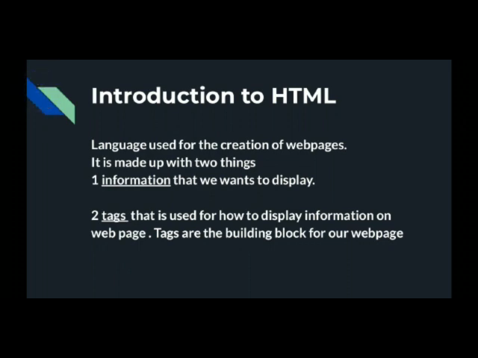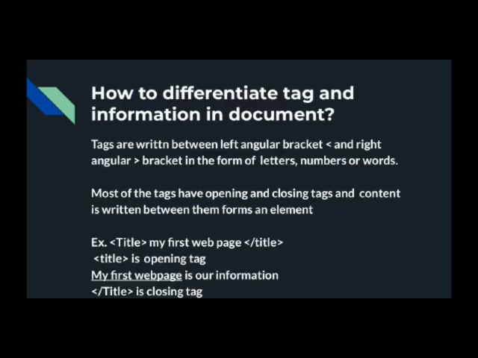So an HTML document is made up of two things. First, information or content that we want to display on a web page, and second, text that guides the presentation of our content. Now the next question is, how can we differentiate between our content and text? So let's discuss tags with an example.